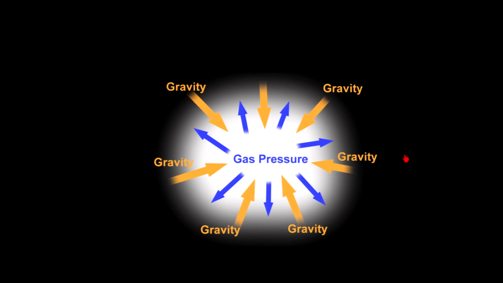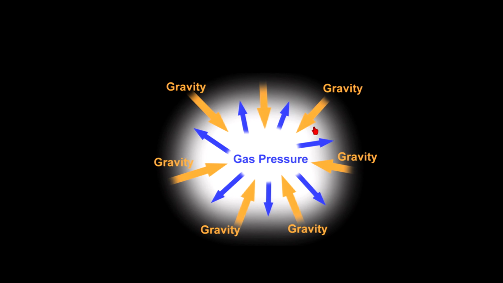So if you think about it, if the gas pressure is too big, more than the gravity, then the cloud is not going to shrink, it's going to grow. The cloud will get steadily bigger and it will expand. If the two forces are exactly equal but opposite, then the cloud won't shrink and the cloud won't grow, it'll just stay the same size.